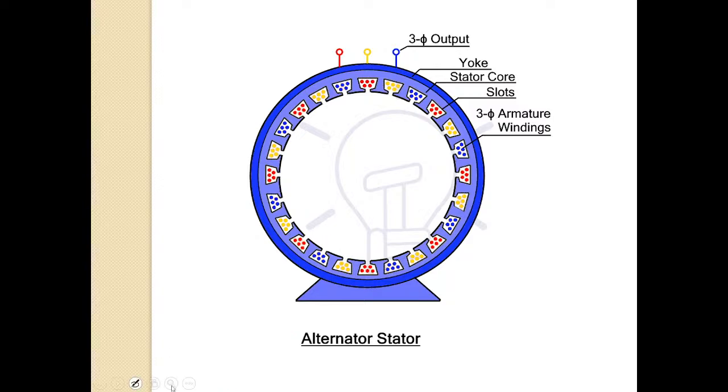Here I will take the laser. In these slots you can see blue, yellow and red. They are the conductors, the armature windings. Voltage is induced in these conductors. This core is also made up of laminated sheets, staggered one above another to reduce the hysteresis and eddy current losses.